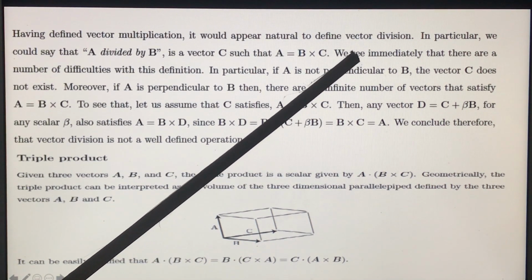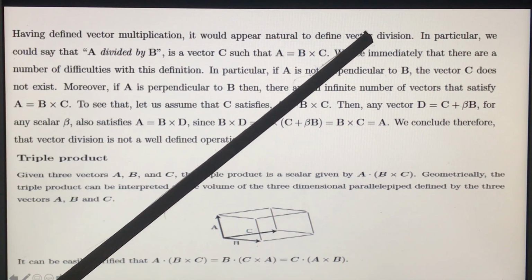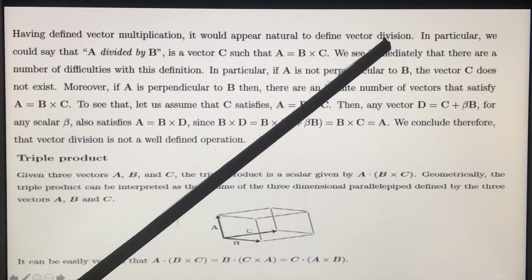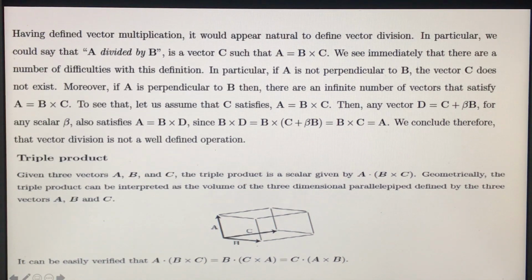Okay, so we can say that we know what vector addition is, we know what vector subtraction is, and we know what the vector dot product and vector cross product are. But we can never define divisibility of a vector by another vector. So the division of vectors has never been a well-defined concept in mathematics as well as in physics. So in the third part of the video, I am going to discuss the vector triple product.